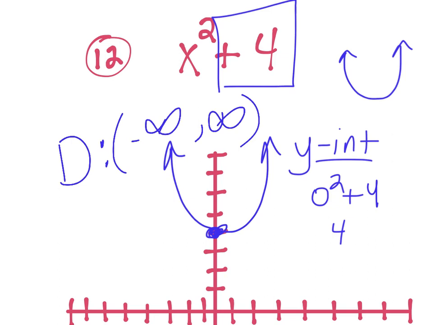What's the range? What's the lowest number on the y-axis that we use? 4. And it goes all the way up to what? Infinity. Okay, good. So if you're asked for range, you just put 4, infinity. But your domain, you can use anything.